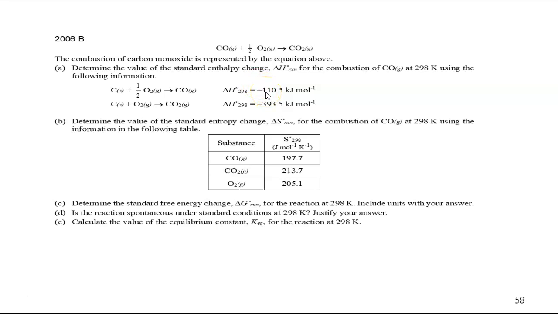That means I'm flipping this value, so it's plus 110 combined with the minus 393. I think it's going to be about minus 283. That is kilojoules per mole.